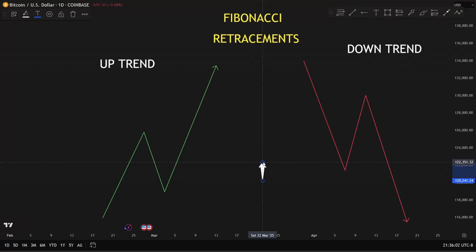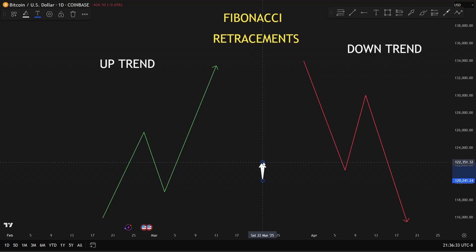Hi, I want to show you a really simple way to use the Fibonacci tool during market retracements in both uptrends and downtrends. We can use it to find good entries. I'm going to show you where the sweet spot of the Fibonacci is and how to use Fibonacci to find good places to put your stop loss and also good places to put your take profit levels.